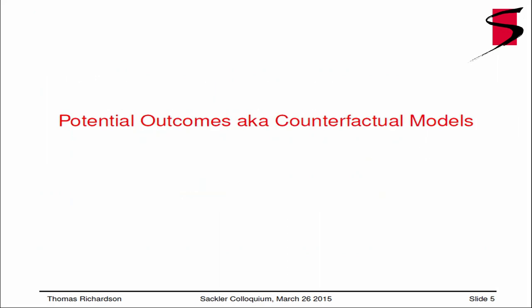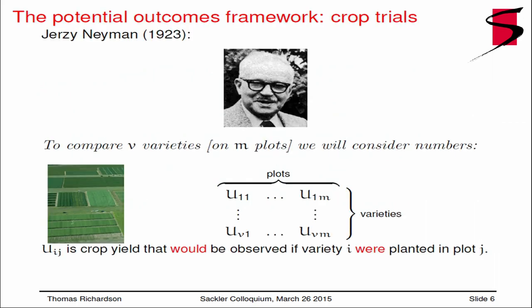So first I'm going to tell you about the potential outcome or counterfactual approach to formulating a causal model. This has a long history, going back to David Hume, but in statistics it goes to Neyman in his master's thesis in Polish, where he's talking about agricultural experiments. We have a field trial with the field chopped up into plots, and we want to compare V varieties on these plots.